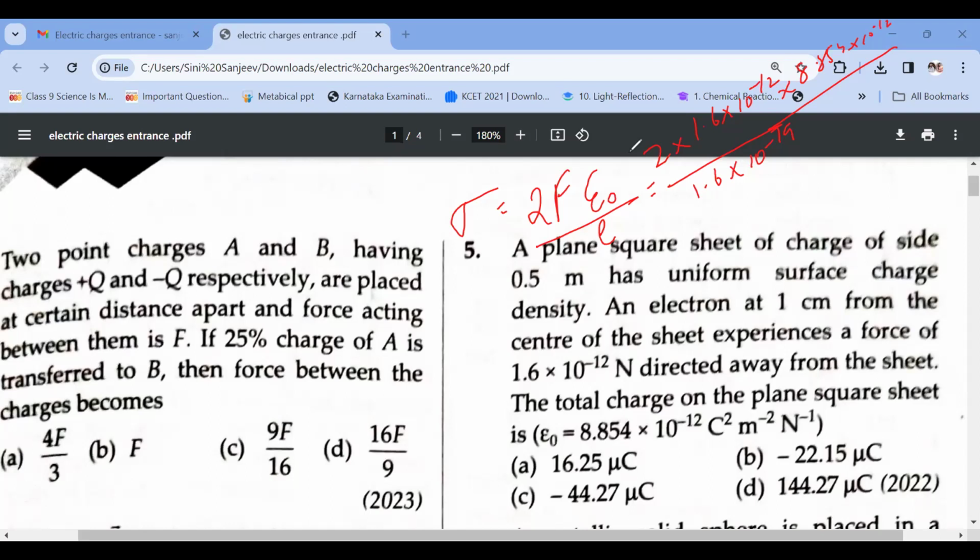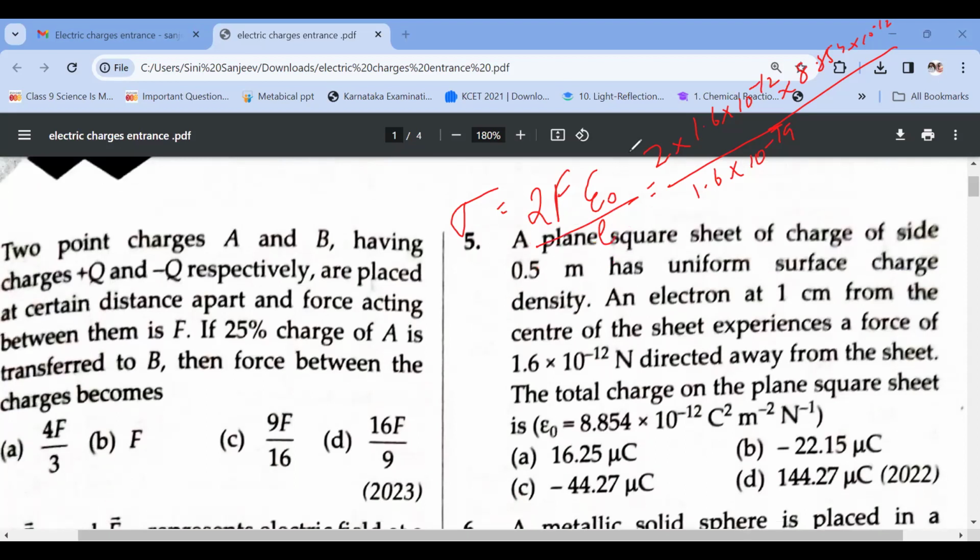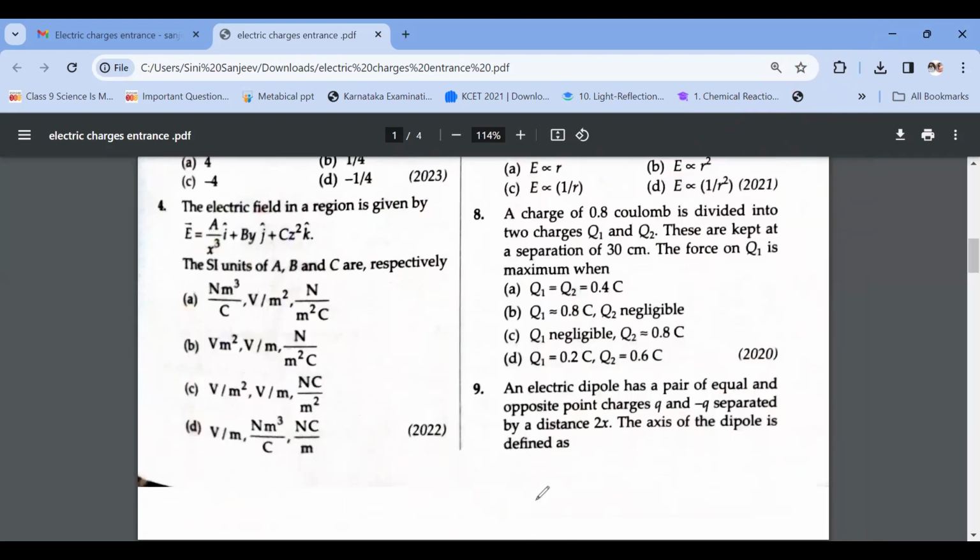So yes, the answer is option C for this question. Those who got it, good. But if you are not getting it, you can do it after the session. Option C is the answer. Let me go down to an easy question now.